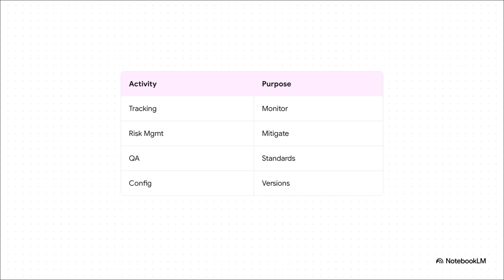First, project tracking. This is constantly comparing your actual progress against the plan so you can catch delays early. Then there's risk management, which is all about spotting massive problems before they even happen. Quality assurance is making sure you prevent errors and meet strict standards. And finally, configuration management. This one maintains consistency by tightly controlling different versions of your source code. Together, these 4 activities keep the entire team from derailing.